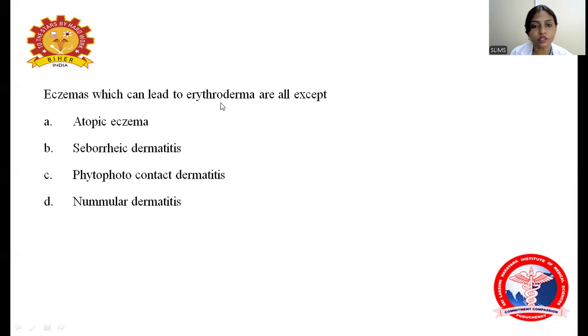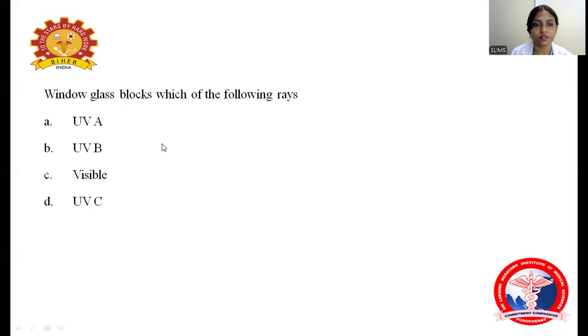Atopic dermatitis can cause erythroderma. Seborrheic dermatitis can cause erythroderma. Phytophotocontact dermatitis can cause erythroderma. The only dermatitis which cannot progress to erythroderma is nummular dermatitis.